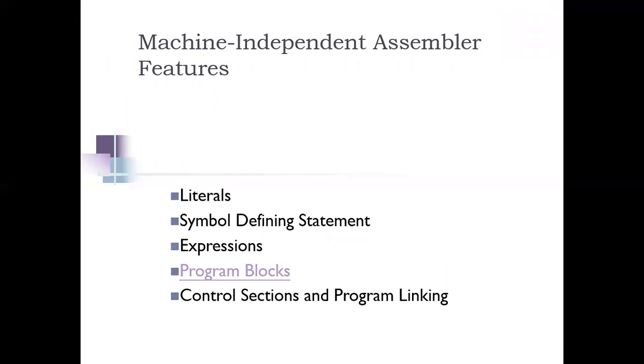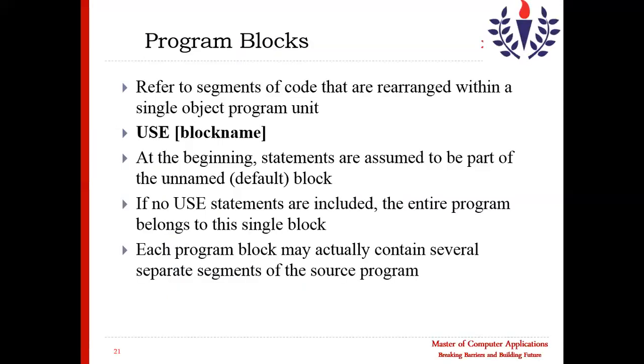We have discussed now literal, symbol defining statement, expression, program blocks. So now we are going to discuss what is program blocks in machine independent assembler. How we can define, this is one program block, this is another program block. In this, we will use one main statement, that is the use statement. That use statement will be used to mention a particular block.